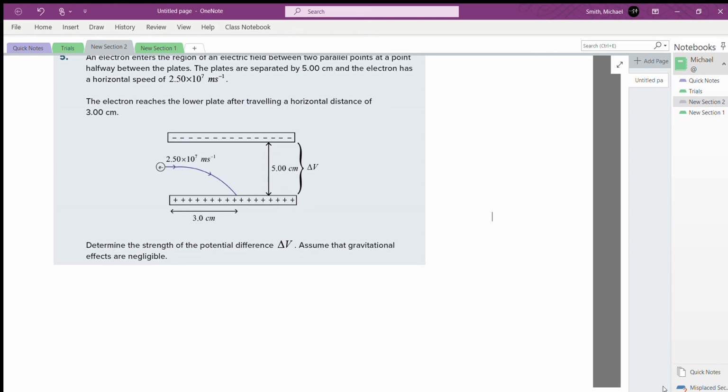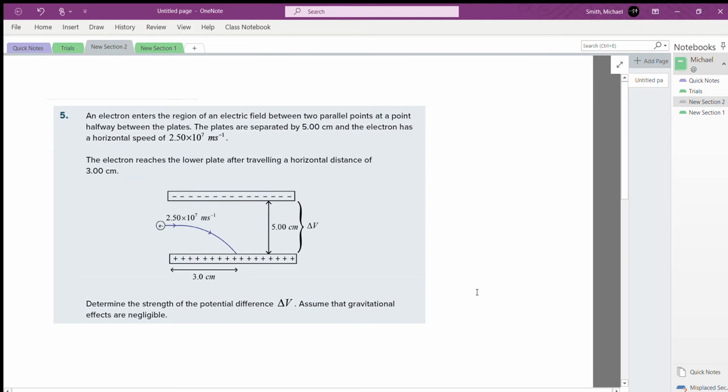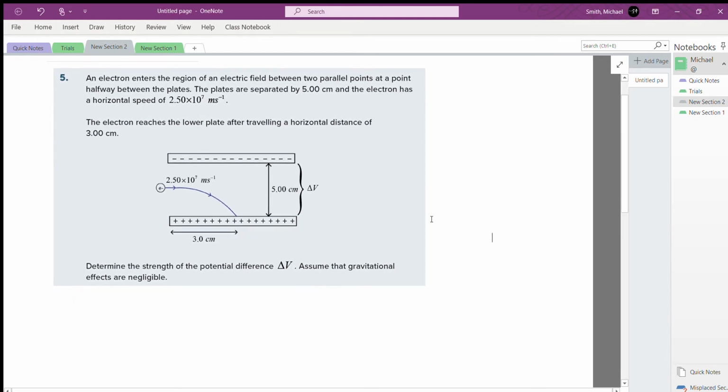This is question number 5 from the SACE Stage 2 Physics course companion from Subtopic 2.2, Motion of Charged Particles in Electric Fields. This is a fairly difficult question. Here we have an electron entering halfway between two parallel plates which have some potential difference over the plates. We're told that the separation between the plates is 5 centimeters and that the electron travels 3 centimeters before it strikes the positive plate. What we need to do is determine the potential difference delta V.